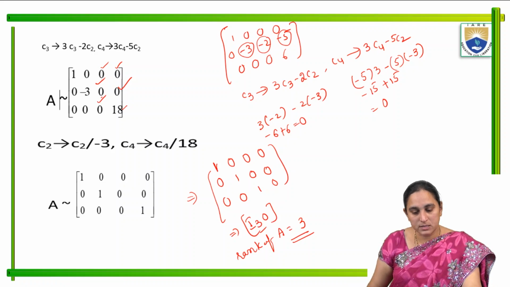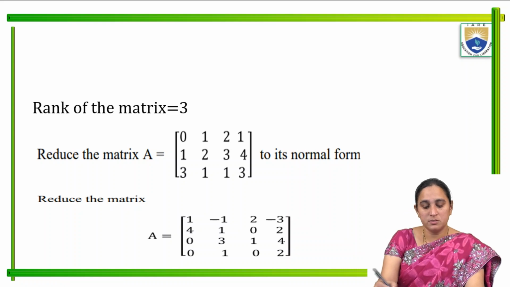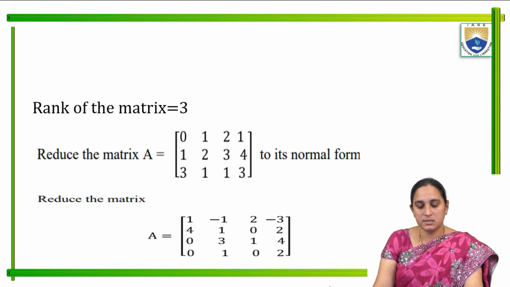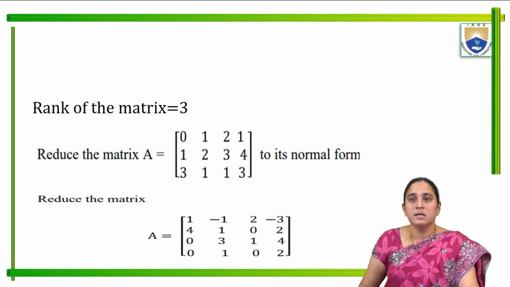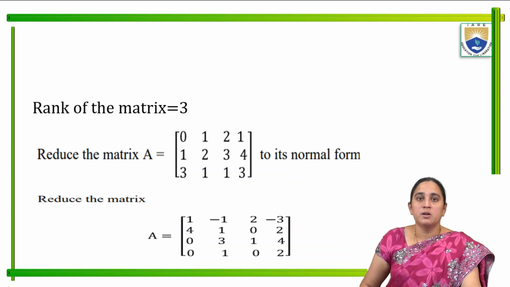Okay. Next, these are similar questions for solving. Reduce the matrix A equal to 0, 1, 2, 1 and 1, 2, 3, 4, 3, 1, 1, 3 into normal form. And the second question, 1, minus 1, 2, minus 3, 4, 1, 0, 2, 0, 3, 1, 4 and 0, 1, 0, 2. These are the two practice questions for finding the rank of the matrix by using the normal form. Okay, this is the concept of using normal form for finding the rank of a matrix.